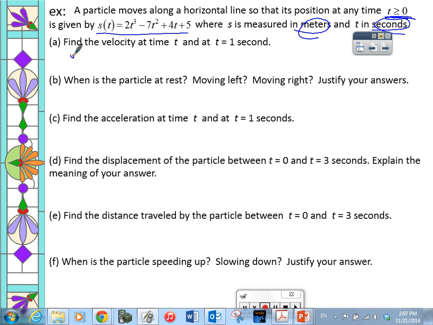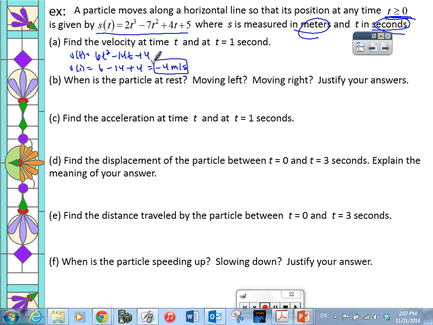So let's do that. So v of t is going to equal 6t squared minus 14t plus 4. So there is our velocity at time t. So now let's take a look at velocity at 1 second. So v of 1 is going to be 6 minus 14 plus 4, and that is negative 4 meters per second. We need to always remember to put our units. Always remember that.